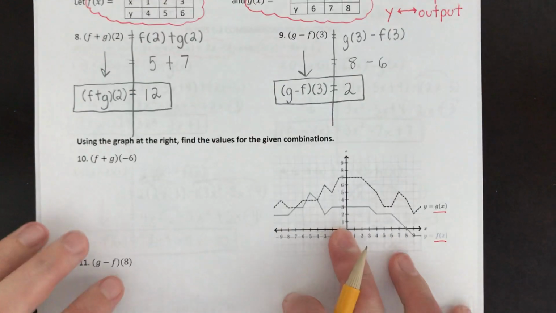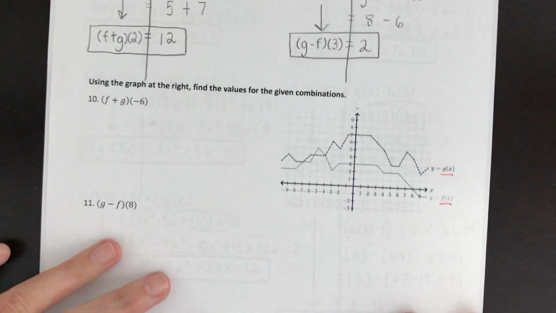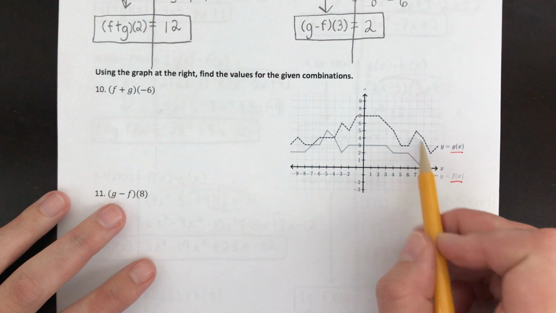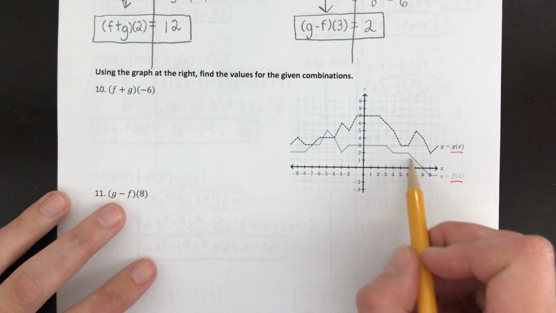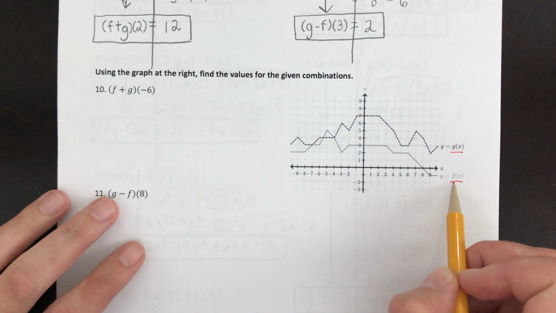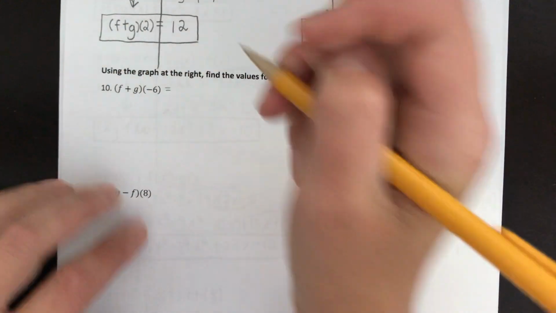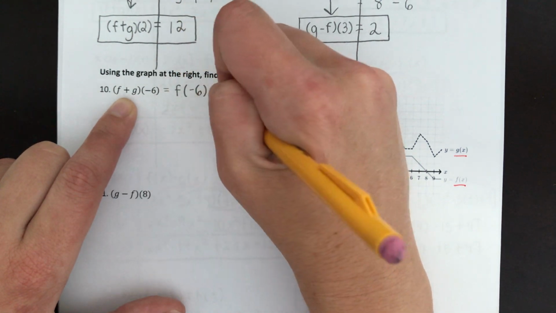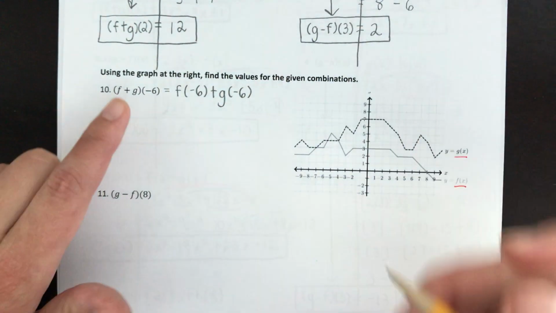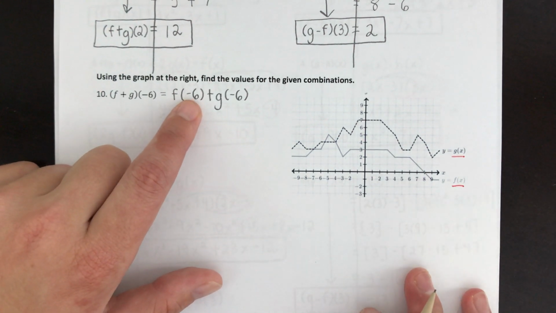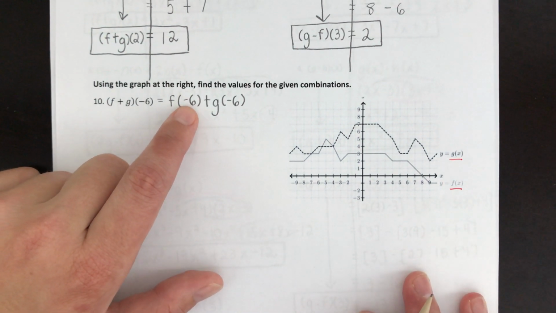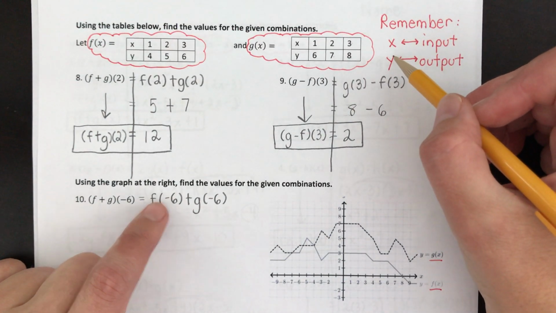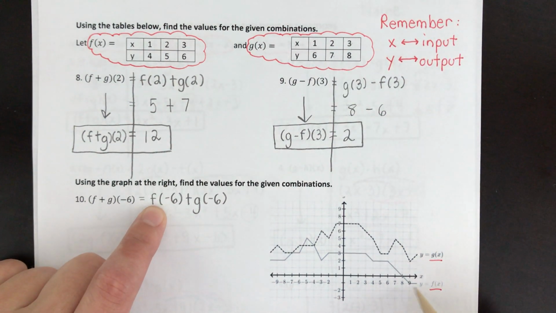All right, for the graphs. Using the graph at the right, find the values for the given combinations. Okay, notice that I have it underlined here. This dashed graph is g of x, while this solid graph is f of x. Okay, be very cautious of that. So here f plus g of negative 6 simply means f of negative 6 plus g of negative 6. So we need to find the function value at negative 6. In other words, our input is negative 6, we want the output. Our x value is negative 6, we want the y value, on the f graph specifically. So I'm talking about the solid graph.